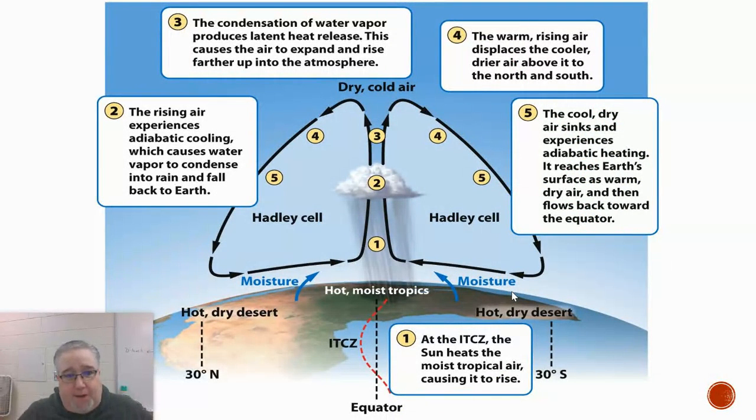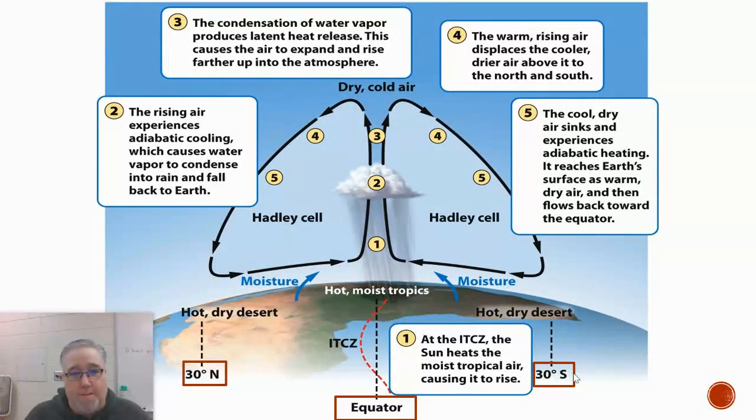So this picture here really gets in depth into how Hadley cells form. What we've done here is we've tilted the Earth, sort of, to the point where the equator is right here. So we're not looking at it from the other view, we're looking at it from kind of the opposite view. But you'll notice here that we have our equator, we have our 30 degrees north, and we have 30 degrees south.